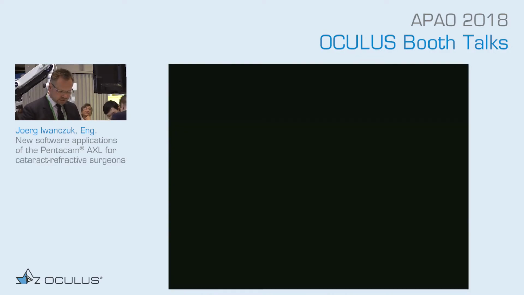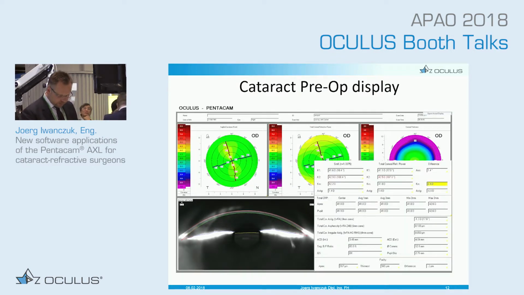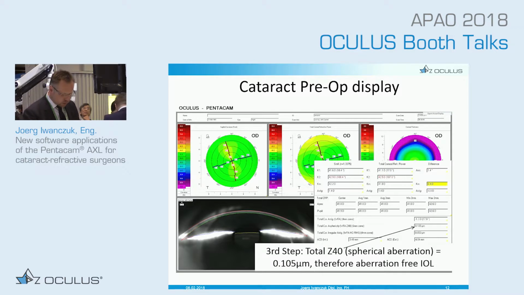Okay, step number 3. We are looking to the spherical aberrations. The spherical aberrations are displayed over here. Whether an aspheric IOL is beneficial for that patient and which aspheric IOL should we use. Should we use an aberration neutral one, or should we use the Alcon one with minus 0.17, or the one from AMO or Johnson & Johnson now with minus 0.27, trying to give the patient the best quality of vision.